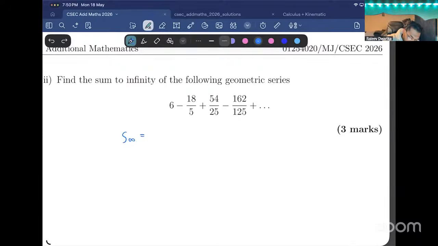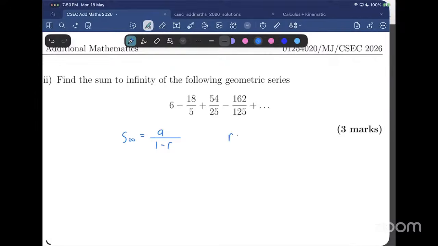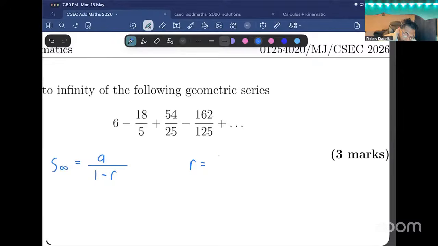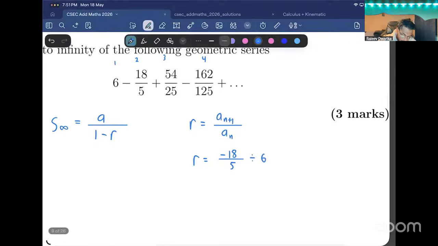So we already have A. We know that A is 6. What's the only thing we gotta find? R. So how could I find R? Minus 18 on 5 divided by 6. Good. For those who forgot, the common ratio is just the next term divided by the previous term. So like I have 1, 2, 3, 4. You could divide any pair of consecutive terms. So I could say minus 18 over 5 divided by 6.